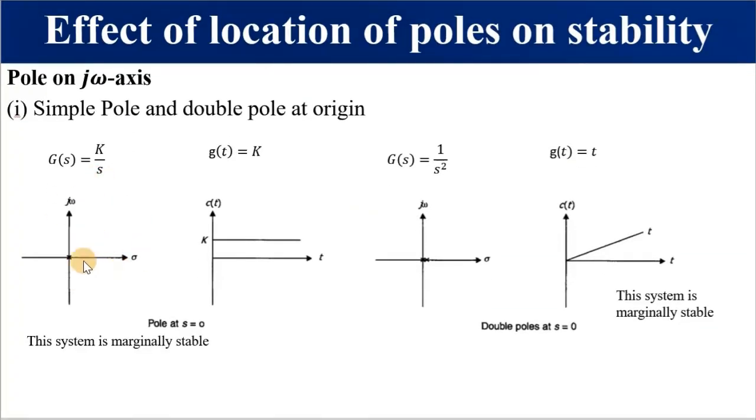You see, a single pole is located on the j omega axis, and this is the response. And it is located at s equals 0, and this is the point. Such a system, because it is not growing or decaying, is marginally stable. We can have a double pole at s equals 0, and this is the impulse response. Please take note of the equation. This is the Laplace transform of a constant k, and this is the Laplace transform of g equals t. And this is the response. When we have a double pole at s equals 0, the system is said to be marginally stable.